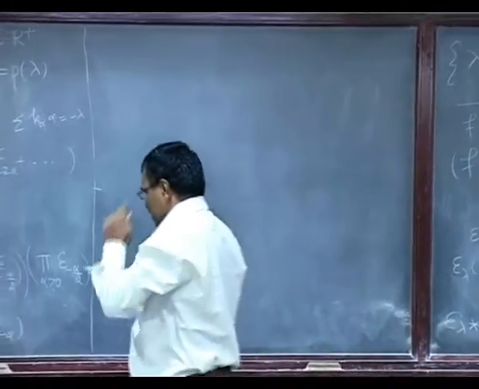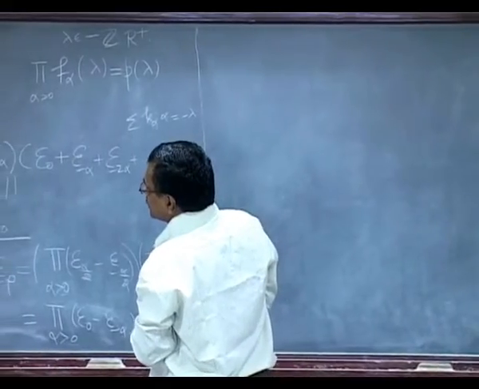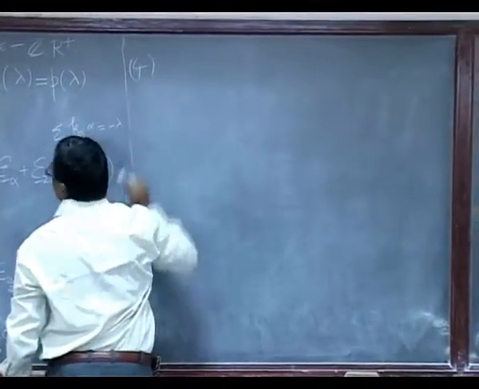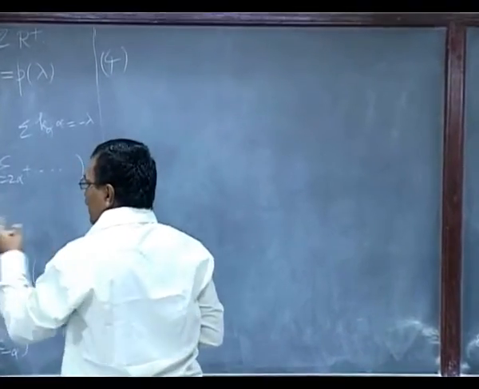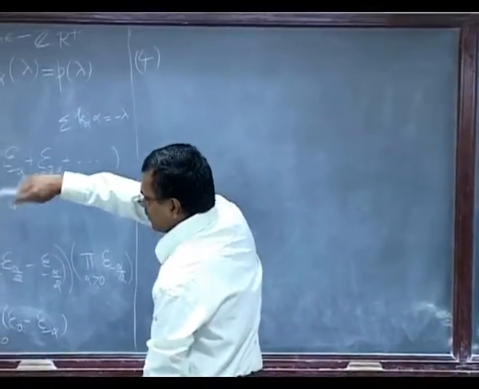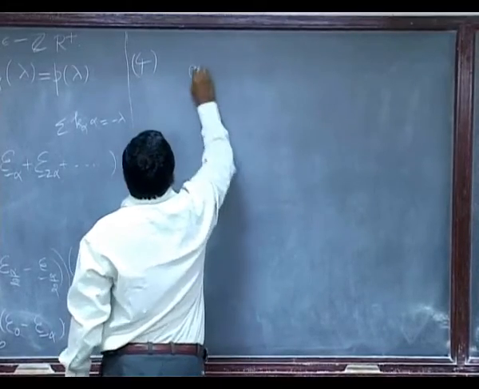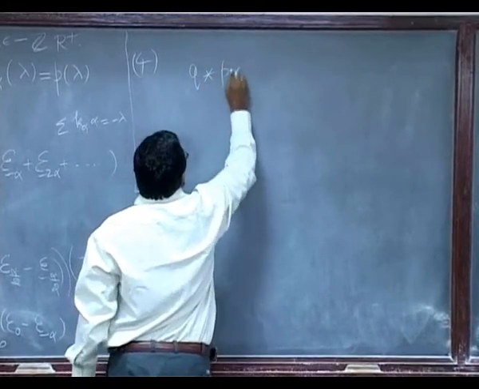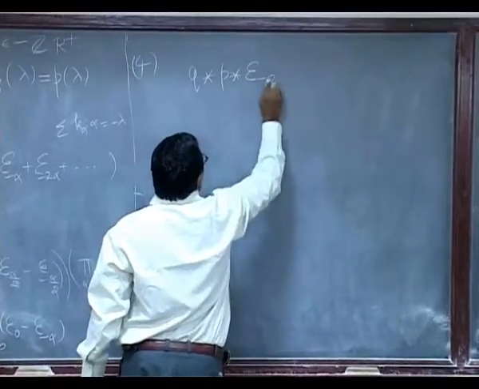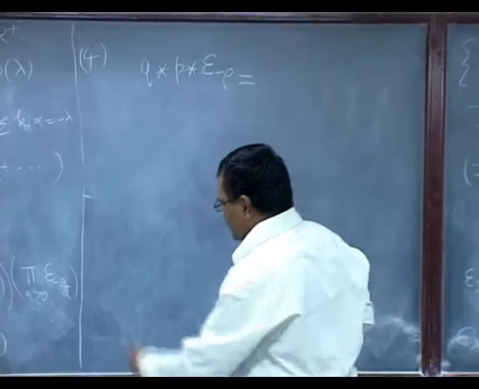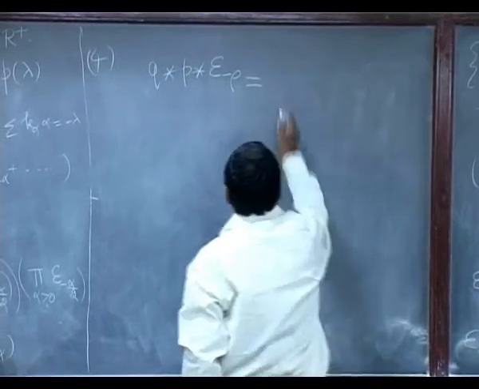Okay, now the fourth thing is q star p equal to epsilon rho. So, q star p equal to epsilon rho. Yeah, so the fourth thing will come from 1, 2 and 3. Let us see that. So, q star p star epsilon minus rho. So, this is same as q star epsilon minus rho.